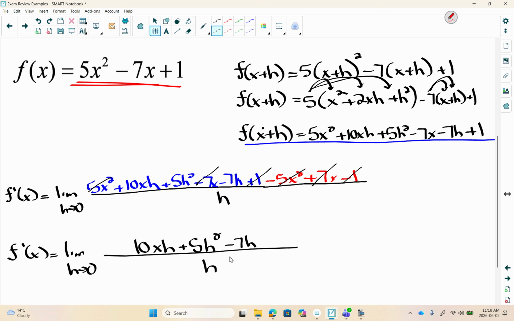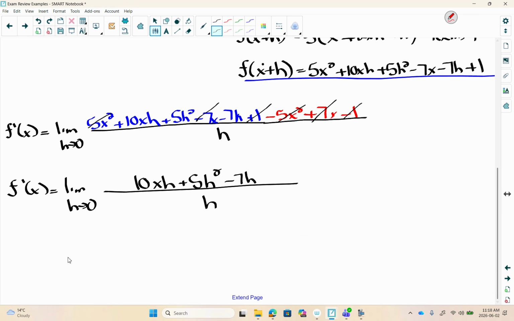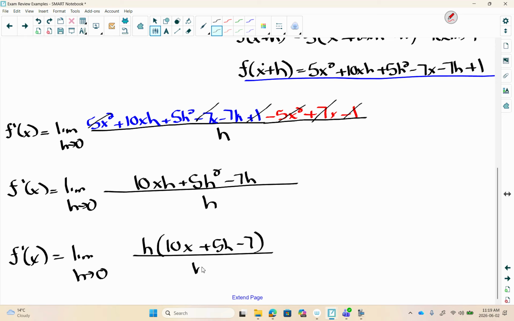Now I have an indeterminate limit. Try and solve the limit using direct substitution. What's 10x times 0? 5 times 0 squared. Minus 7 times 0. Over, no good. It's an indeterminate limit. How do we solve an indeterminate limit on the second page of our review? I'm going to factor. What can I take out of the top? I can take out an h. That would leave 10x plus 5h minus 7 over h.